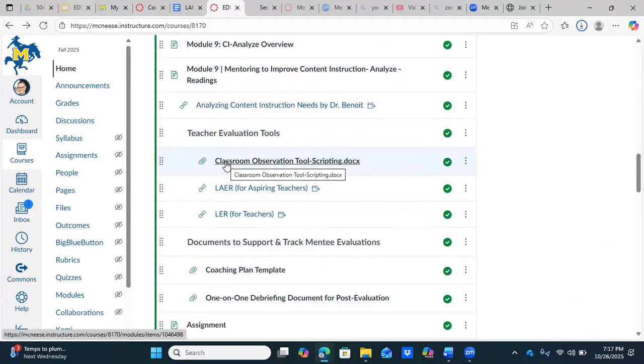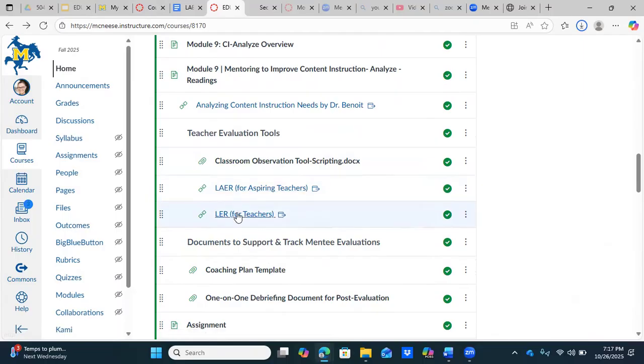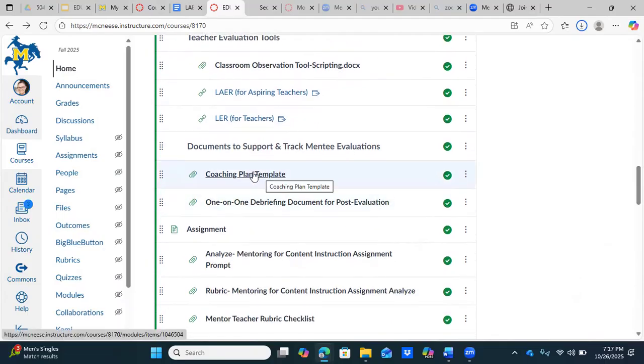This is a scripting tool that's really great to use when you're doing an observation. Here are the 2 rubrics, LAER for aspiring teachers. So if you have a resident, this is the one you're using. If your mentee is a teacher of record, you'll be using LER, for an experienced teacher. And then, of course, we've got our coaching plan template.